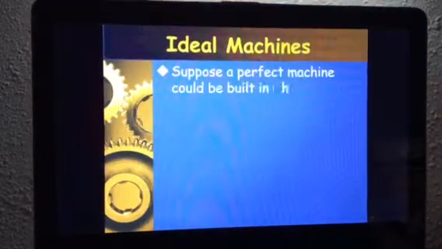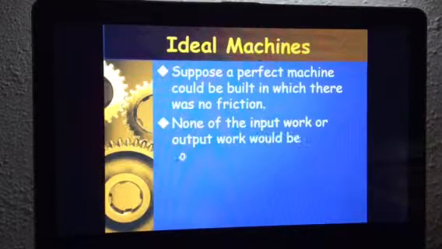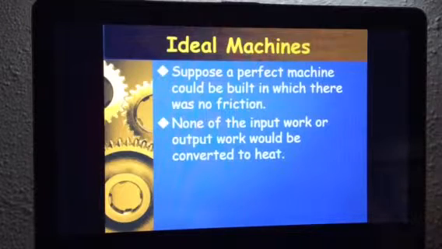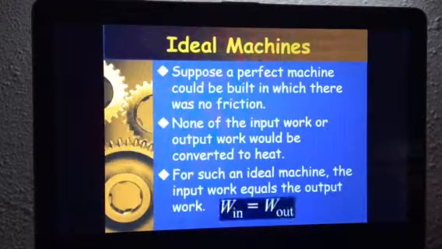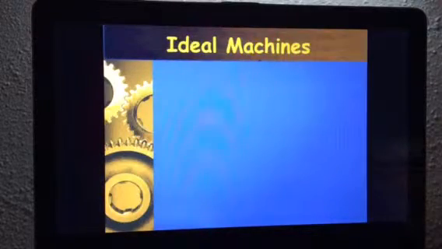So what's an ideal machine? Suppose you have a perfect machine, and there's nothing acting on it, and this includes friction. This means that the work out and the work in would be completely equal, and none of the work in or out would be converted to heat. So for an ideal machine, you would use the equation work in is equal to work out, and it would be perfect. There wouldn't be any sound energy made, any thermal energy made, any light energy, none of that would be made. It would all go into the machine and out.